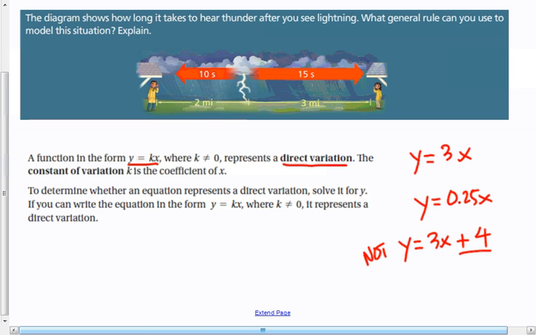So to determine whether an equation represents a direct variation, solve it for y. If you can write the equation in the form y equals k times x, where k is not equal to 0, it represents a direct variation.